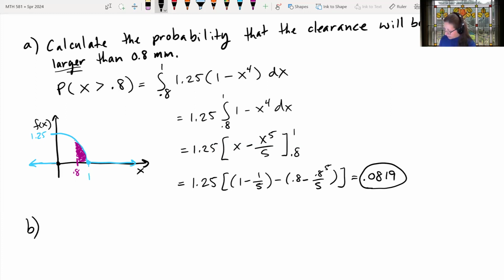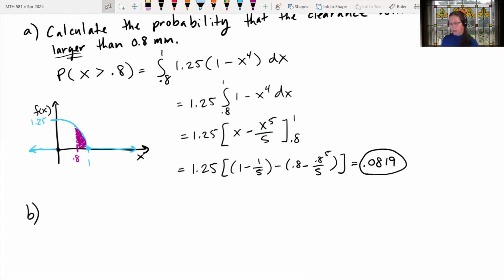All right, now let's get to the mean and the variance part. That's what we're talking about in this video to begin with. Just want to make sure everybody's on board with the probability density function. We're going to look at, calculate the average clearance.